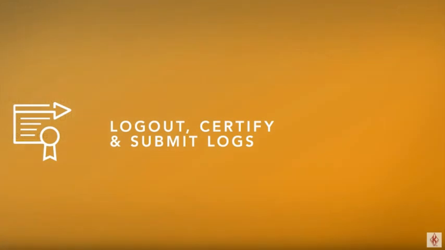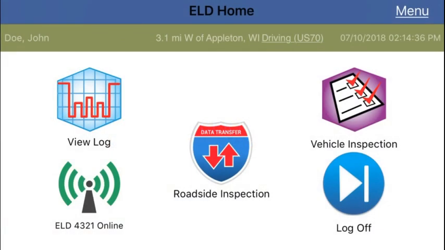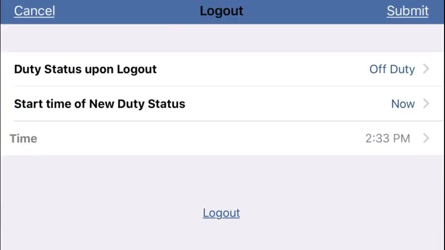Once your day is complete, you can tap the Log Off icon on the home screen. On this screen, you can perform a few different functions, including logging out of the application and certifying and submitting your logs. If you have any pending log edits or unidentified driving events that were not claimed, you will receive a prompt asking if you would like to review those. Your logout duty status is reflected at the top of the screen. The standard is off duty.